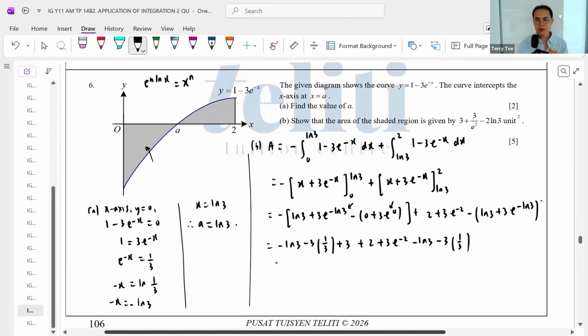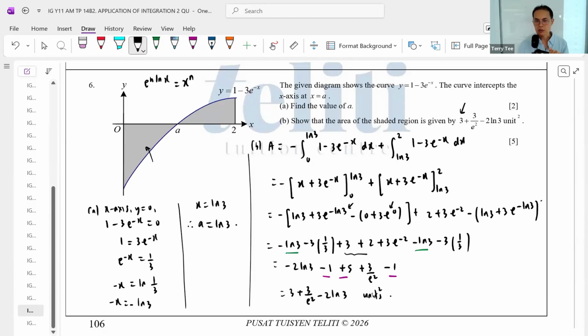Now, notice these two I can put together. I can do a bit slower here. I take these two, add together. This is going to give us minus 2 ln 3. You can think of this as negative 1. This one you can plus together, plus 5. There is another 3. With the e power negative 2, I can bring it down. Ln 3 already combined, another minus 1. So you're left with 5 minus 1 minus 1, which gives us 3. Okay, let me highlight for you. Your 5, you must minus 1 minus another 1. That gives us 3, followed by 3 over e squared, followed by 2 ln 3. There you go. That's your area.